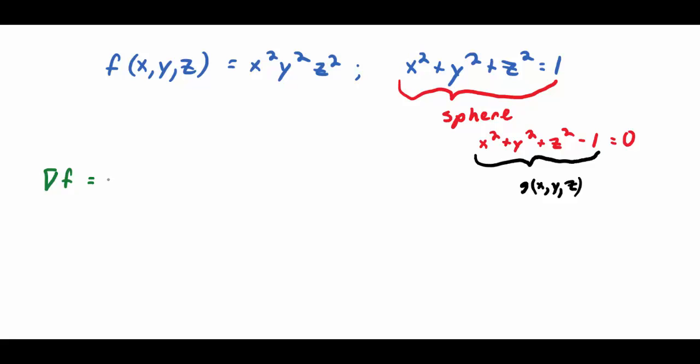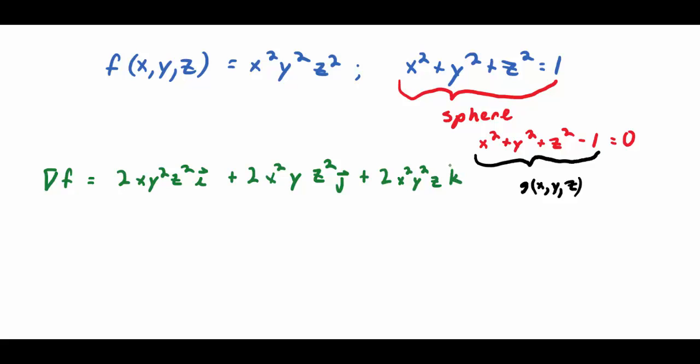So partial with respect to x times i, what's that? 2x times y squared times z squared, i. And then plus 2x squared y z squared j. And then plus 2x squared y squared z to the first power, k. Does everybody agree that that's del f?